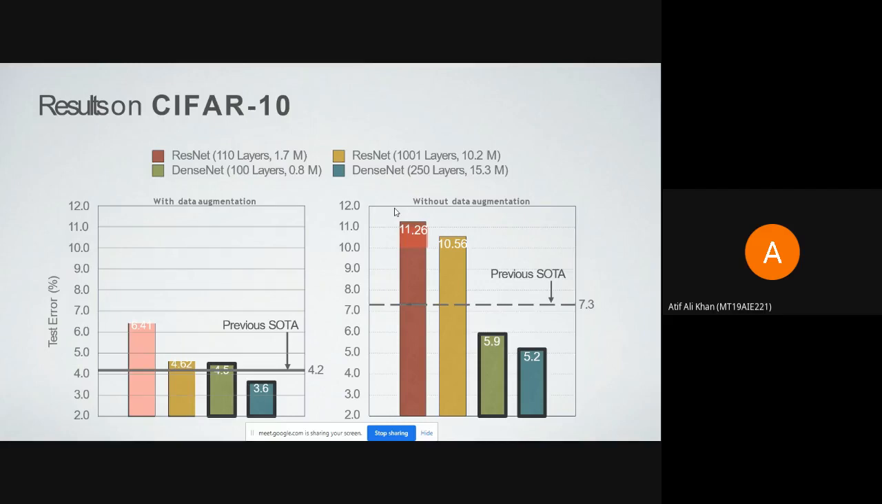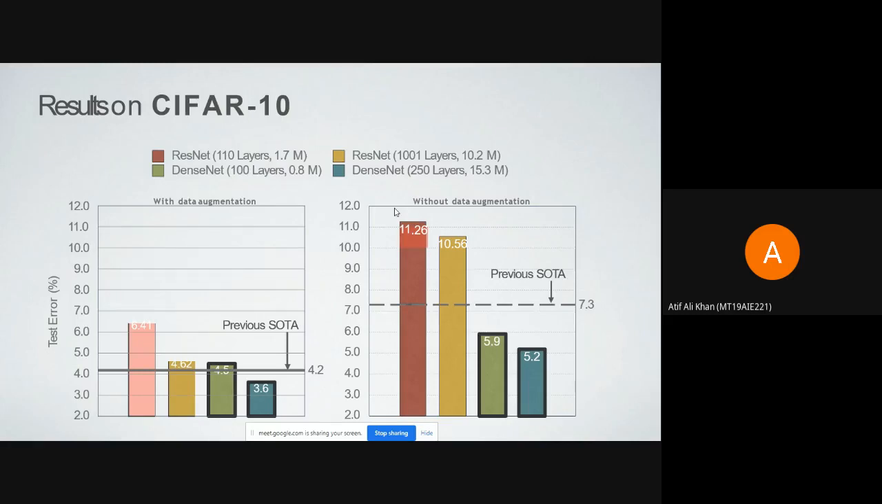So on the very first slide, where we have the CIFAR-10 results, we are trying to show the statistics of the test error with data augmentation and without data augmentation. Here we can easily see that the test error is relatively lower when data augmentation is done, whereas without data augmentation the test error is relatively higher. For example, on the 110 layer ResNet, the test error is 6.41 with data augmentation. On the other hand, for the 110 layer ResNet, the test error goes up to 11.26 without data augmentation.